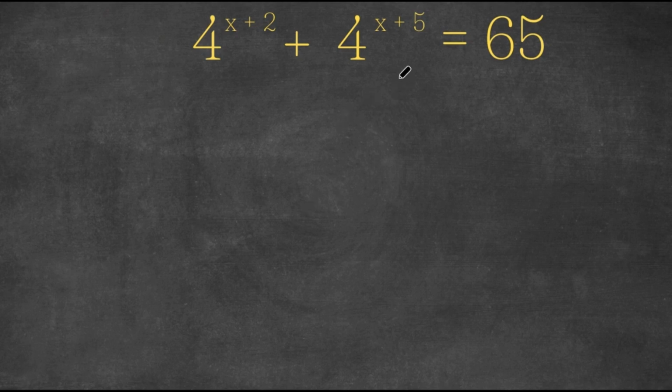In today's video, I'm going to be teaching you guys how to solve this exponential equation. So we have 4 to the power of x plus 2 plus 4 to the power of x plus 5 equals 65.